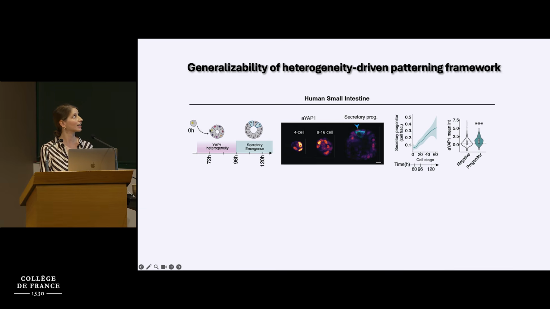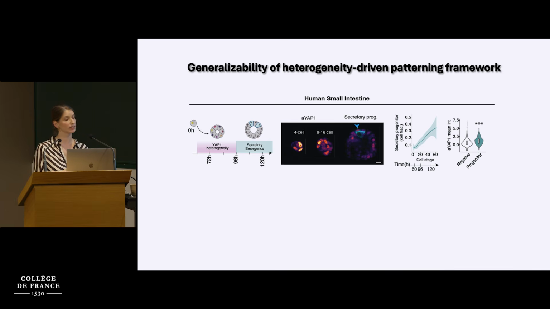And here, after plating single cells and looking at the regenerative time course, indeed we see that YAP is heterogeneous, and the first secretory emergence happens also around 20 cell stage in the human system. And interestingly, the progenitor cells show also higher YAP activity compared to the negative cells, showing that there's really correlation and similarities between mouse and human system.